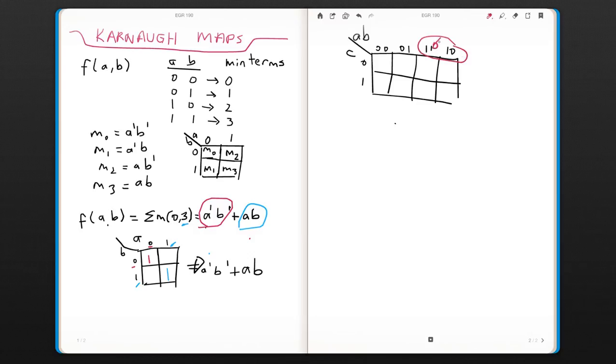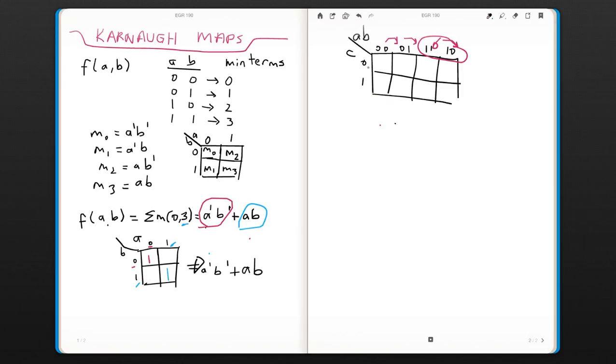not at the end. So this way you can see that from one cell to another cell, the adjacent cells, there is only one bit changing. From here to here, you see B is changing. From here to here, A is changing. And from here to here, again, only B is changing. That is a key point for using Karnaugh maps or K-maps for simplification that we're going to discuss later.